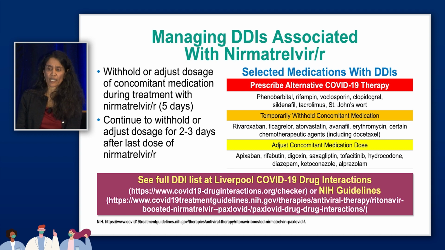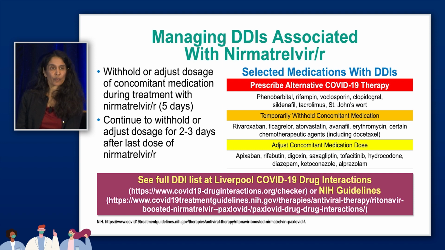So these are just selected medications that have drug-drug interactions. Those for which you want to prescribe an alternative antiviral include phenobarbital, rifampin, voclosporin, clopidogrel, sildenafil, tacrolimus, St. John's wort. Some you might want to temporarily withhold. I don't think I need to go through all of these, but certainly some of the chemotherapeutic agents where you want to stop the drug include docetaxel, and then other drugs where you want to adjust the dose of the drug. But I do strongly recommend using the Liverpool COVID-19 drug-drug interactions website.